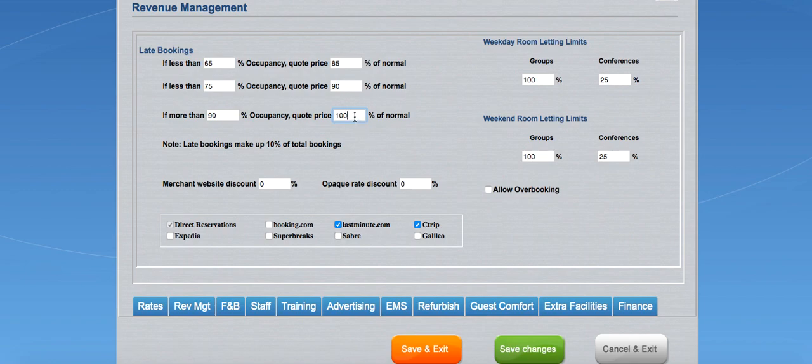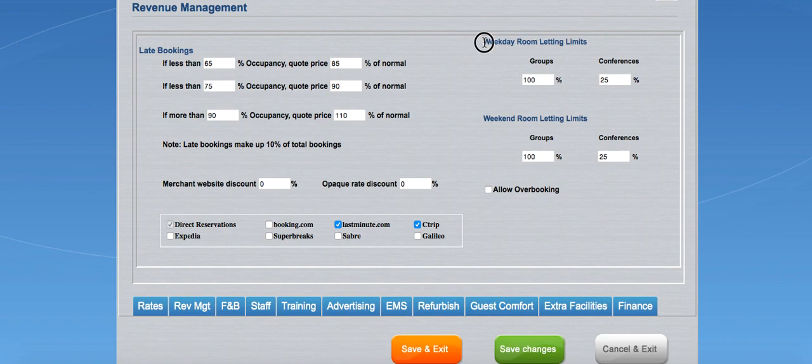So we might say, certainly we have 100, but we might even want to yield on this even more and charge more. And this is why it's important to set the numbers in this way. So here we're saying we might charge 110%. So we're charging a 10% premium to these people who are booking late because we're looking like we're going to be busy. That's really important. So that's the first area within revenue management.